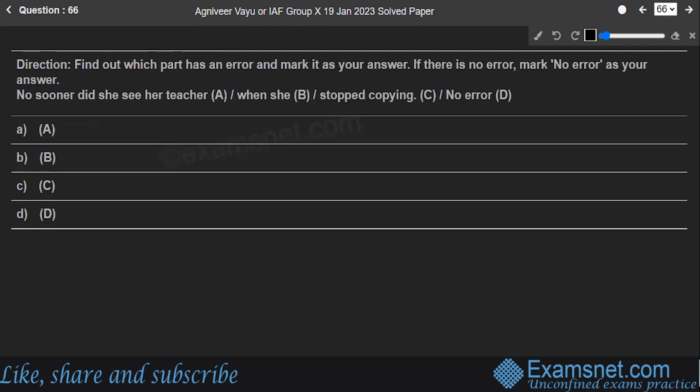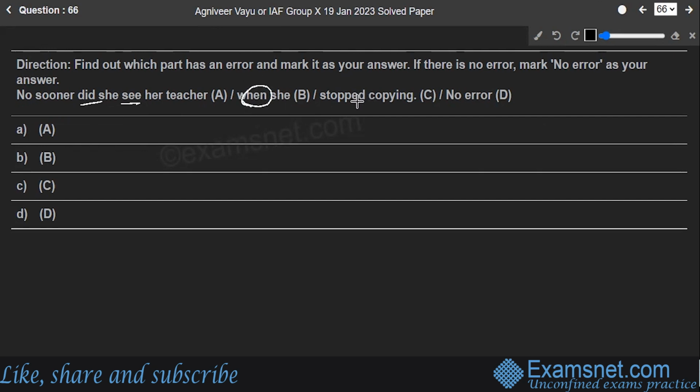Next is question number 66. You have to find out which part has an error. Mark it as your answer. If there's no error, you can say no error as your answer. Now it says, no sooner did she see her teacher when she stopped crying. So which is the one containing the error? No sooner did she see her teacher. Because with did, we use the first form, that is correct. No sooner did she see her teacher when she stopped crying. See, I don't think the usage of when is correct over here.